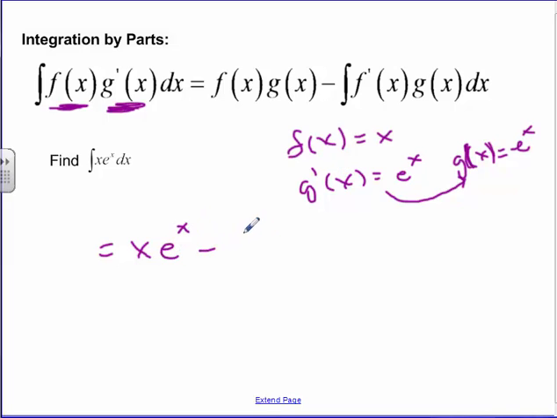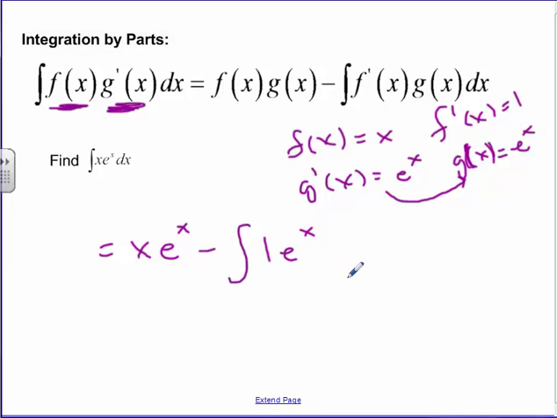Now I still need to antiderive f prime. Well, I actually don't know what f prime is. I know that f is x, but I could figure that out by finding f prime, and that would be 1 then. So I'll make that equal to 1. And then I need what g of x is again, which, okay, it's a good thing that I found that, right? Because g of x, I just wrote out a second ago, is e to the x.